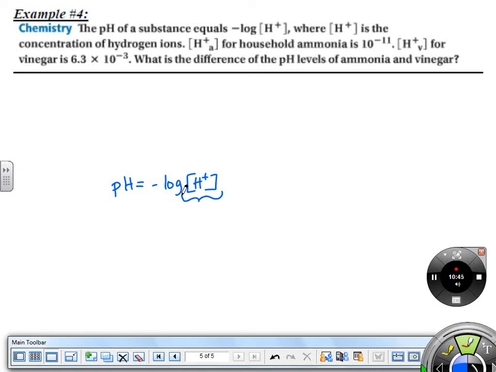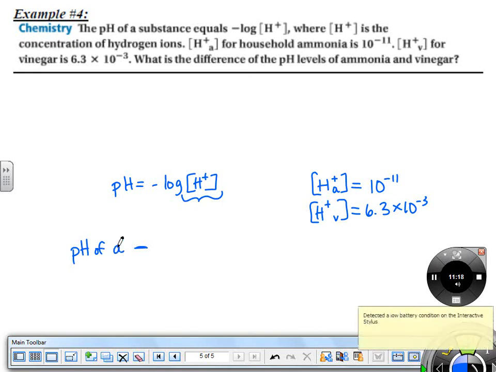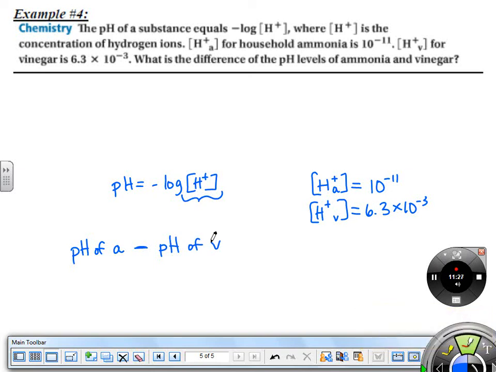So then it tells me the concentration of hydrogen ions for ammonia is 10 to the negative 11. And the concentration of hydrogen ions for vinegar is 6.3 times 10 to the negative third. And then it says, what is the difference in the pH levels of ammonia and vinegar? So difference means I'm subtracting, and I'm subtracting the pH of ammonia from the pH of vinegar. Sorry, the other way around. So I have the pH of ammonia subtracting the pH of vinegar.